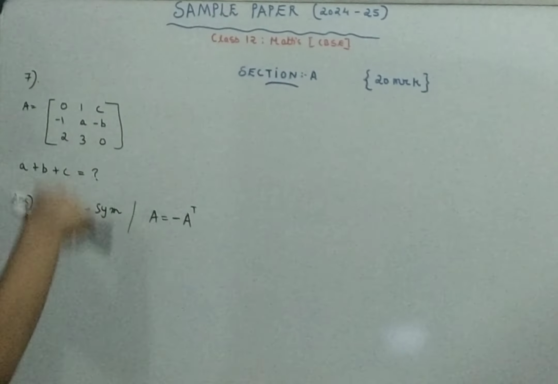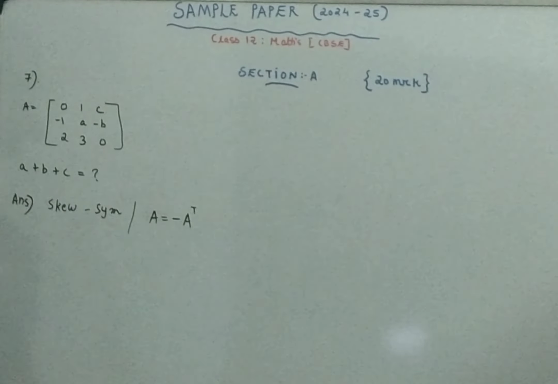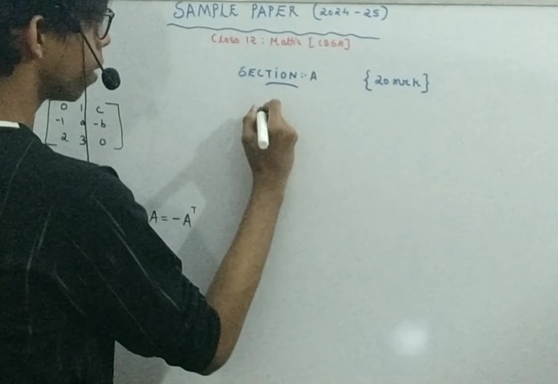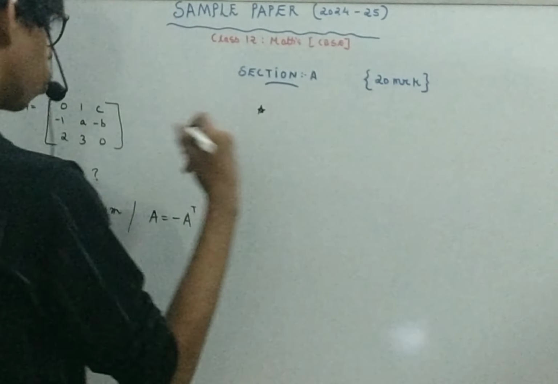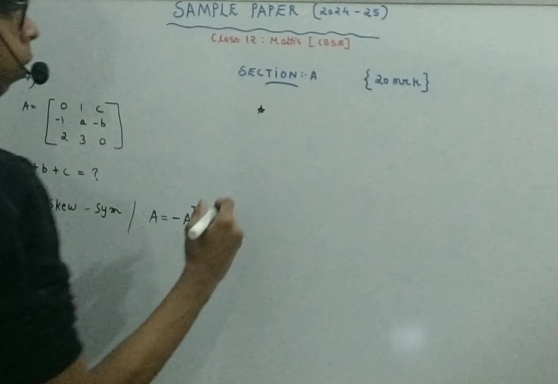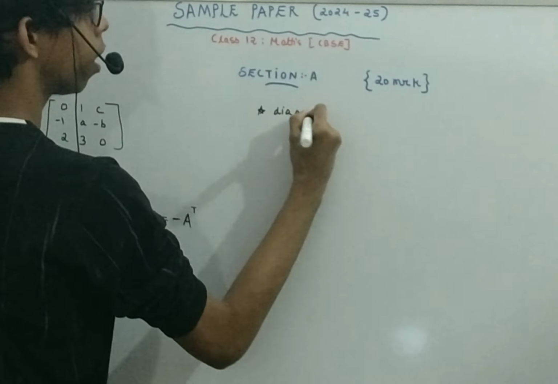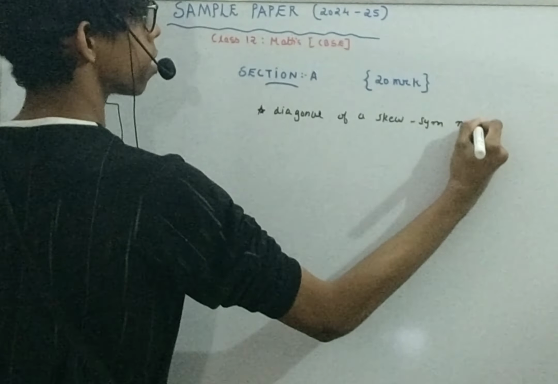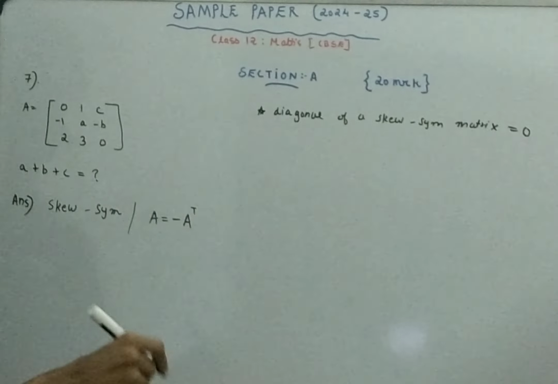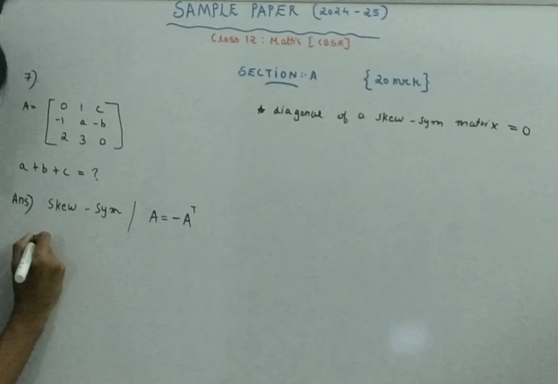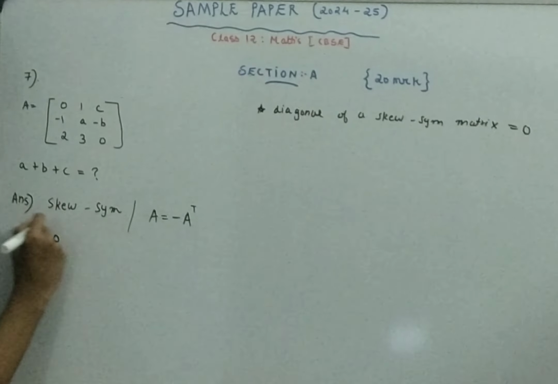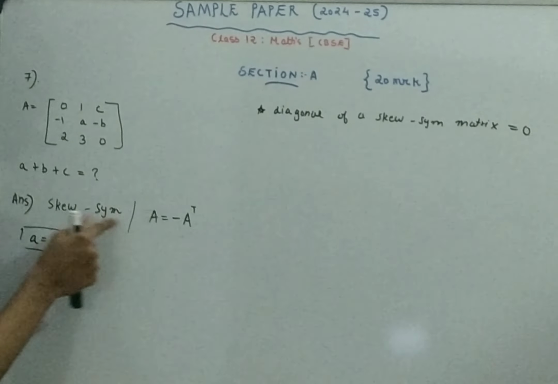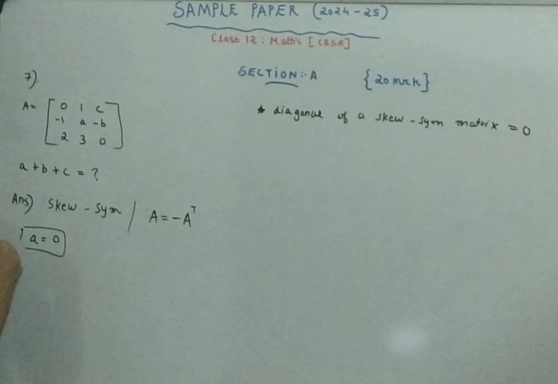We know that the diagonal of a skew symmetric matrix is always equal to 0. This is something very important to note. It is given in your text also, but you can make a note of it. That is, the diagonal of a skew symmetric matrix is equal to 0. So from here we can say that A is equal to 0. Skew symmetric means A is equal to minus of A transpose.